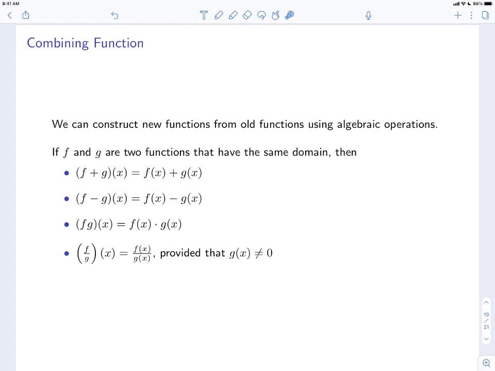Similarly, the function f minus g is obtained by taking the output for f and subtracting the output of g. In a similar way, if you multiply f and g, you do that by multiplying the outputs together. And f divided by g is obtained by taking the output of f and dividing by the output of g. But again, in order for this to make sense, the output for g cannot be equal to 0.